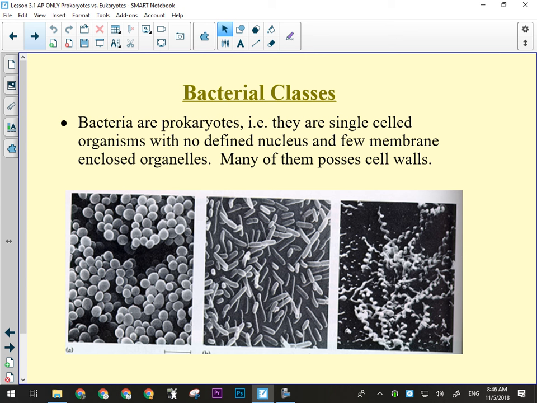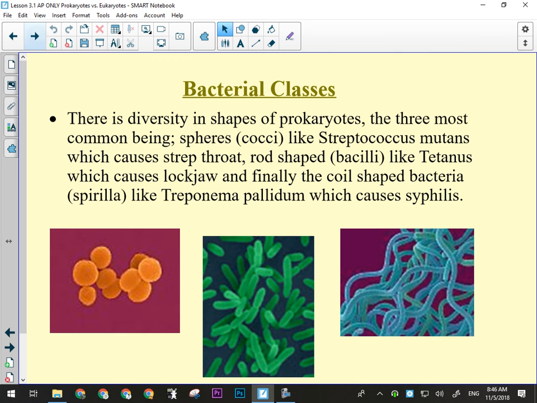What you see here are essentially the three groups or shapes that bacteria can come in. They can come in spheres, rods, or spirals. So there's diversity in the shapes. The three most common, being spheres, which we call cocci, C-O-C-C-I. Streptococcus mutans causes strep throat.